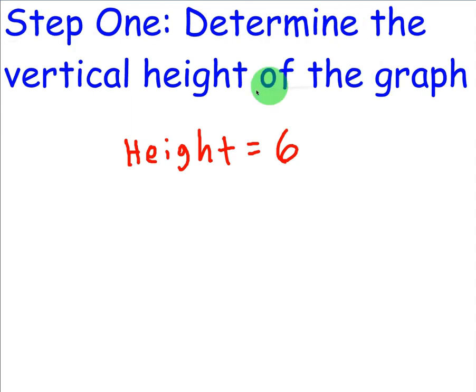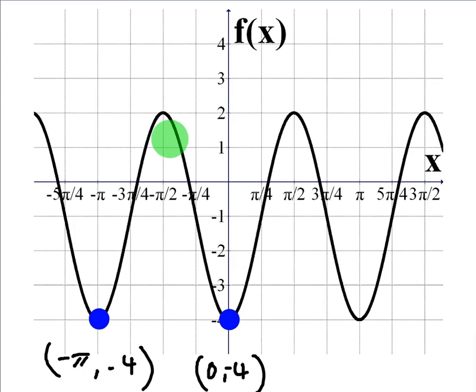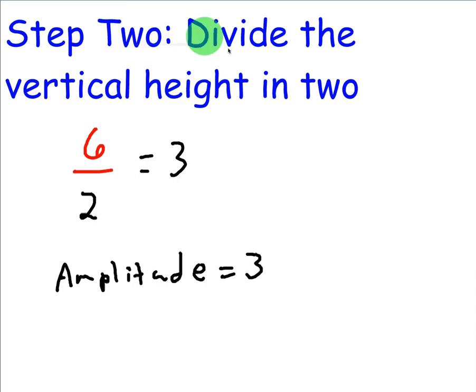First, you're going to determine the vertical height of the graph. And how can we figure that out? Well, the y value up here is 2, and the y value down here is -4. So that's 6, right? I mean, you can literally count the blocks. And then you're going to take the height and divide by 2, and that will give you the amplitude.